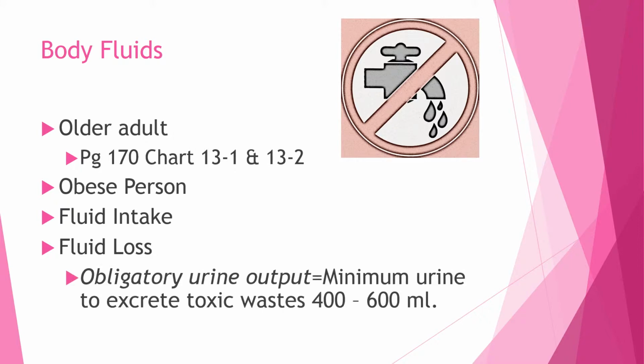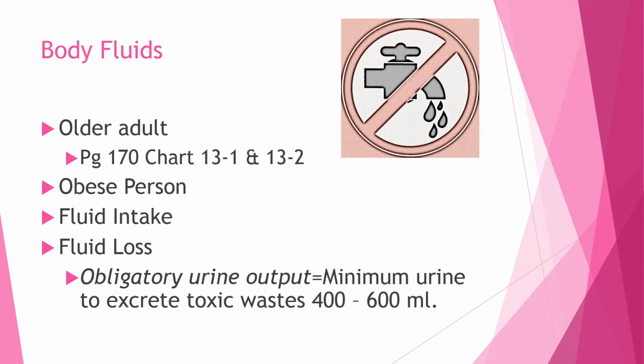Obligatory urine output is the minimum amount of 400 to 600 milliliters of urine needed to be excreted in a day to prevent toxic waste buildup. If this fails, then wastes are retained and can cause lethal electrolyte imbalances, acidosis, and a toxic buildup of nitrogen. The specific gravity of obligatory urine output is 1.032 or greater and is maximally concentrated. Osmolarity is at least 1400 milliosmoles per liter.